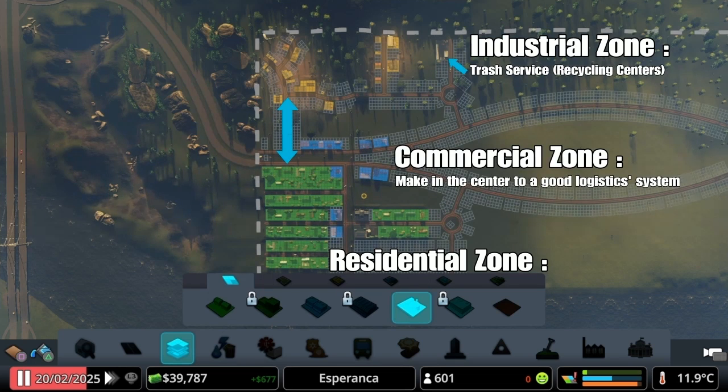Make some commercial zones inside the residential zone. It will help decentralize your commercial zone. It is important for the traffic flow in the future too. However, it's important to leave one block of distance to the next residential zone to protect against noise pollution.